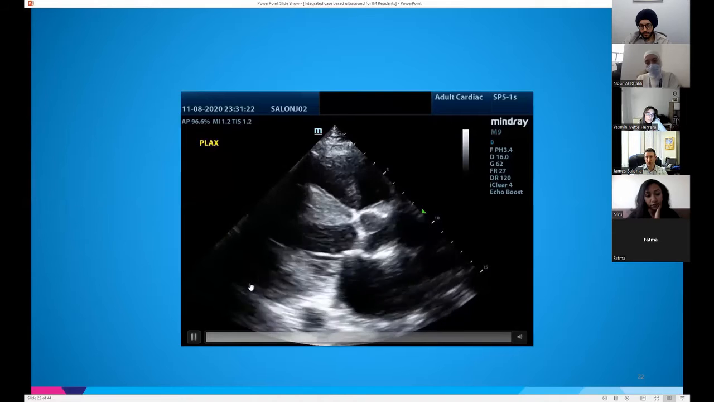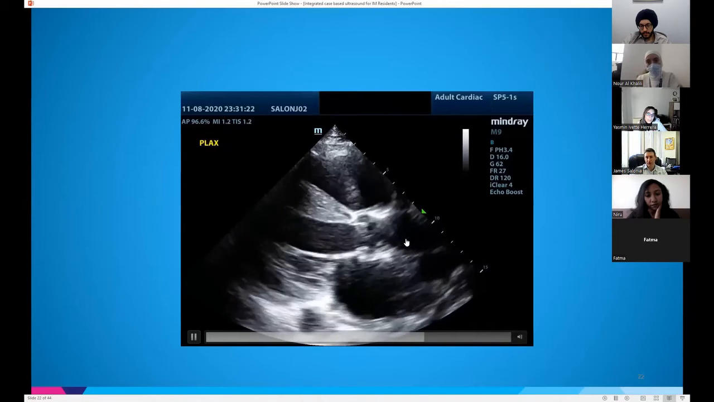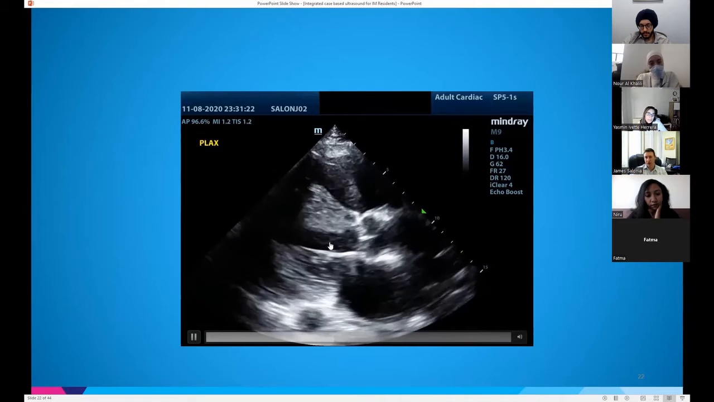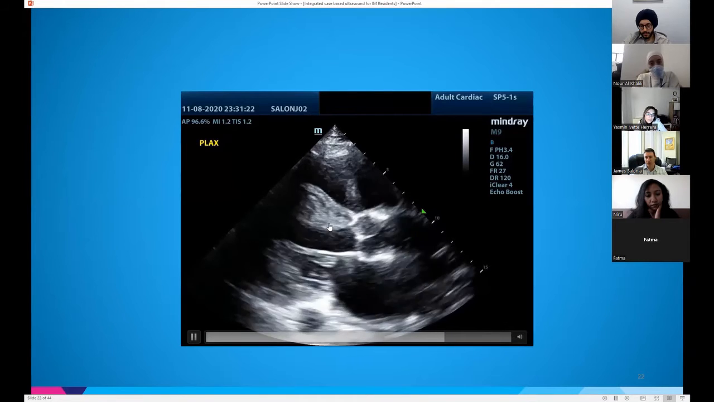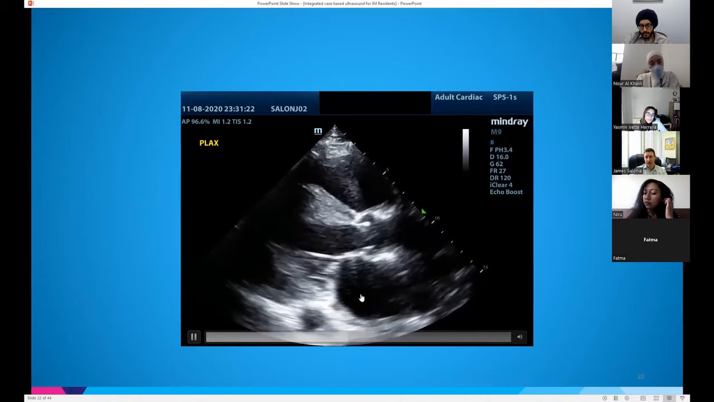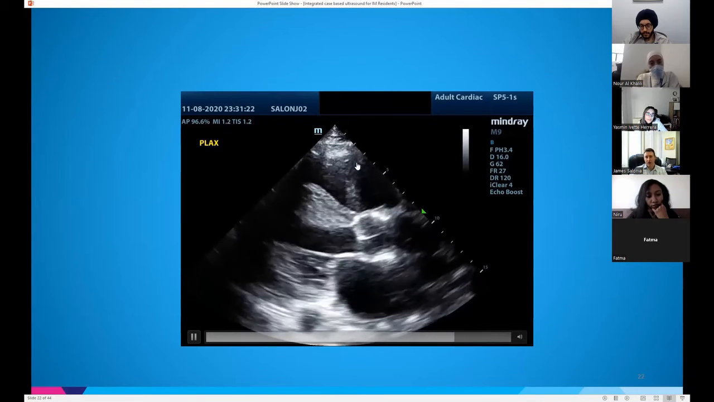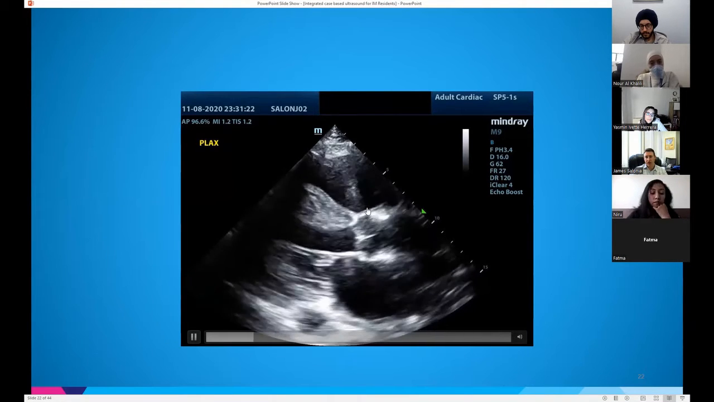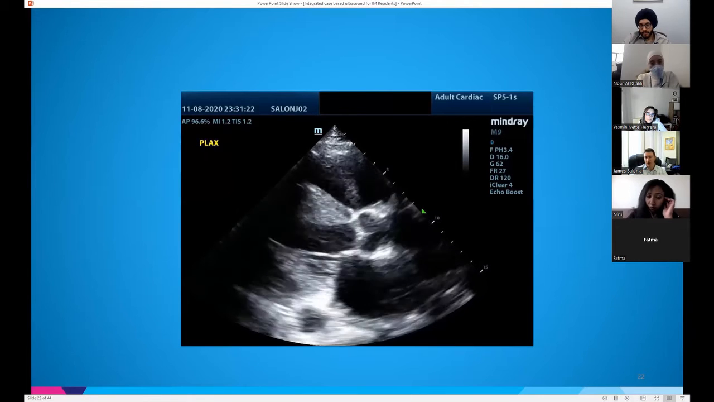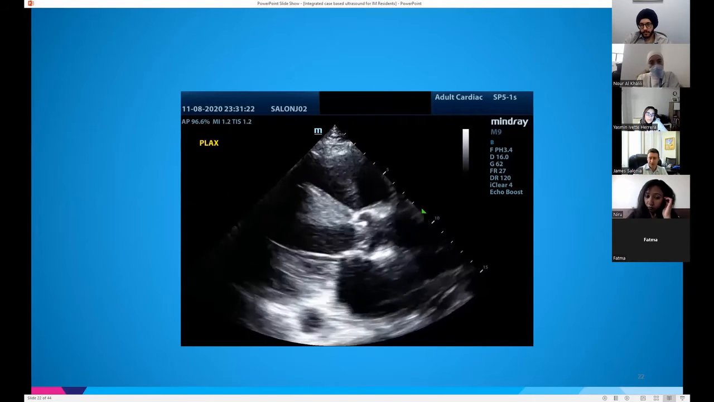So anything more than 1 centimeter is hypertrophy. We definitely see some lack of E-point septal separation, the leaflet not coming next to the septum, again pointing us to maybe some depressed EF. The LA is dilated. And then we look at the RVOT. The RVOT should be less than 3 centimeters. If it's more than 3 centimeters, that's a dilated RVOT. So we have another problem here.